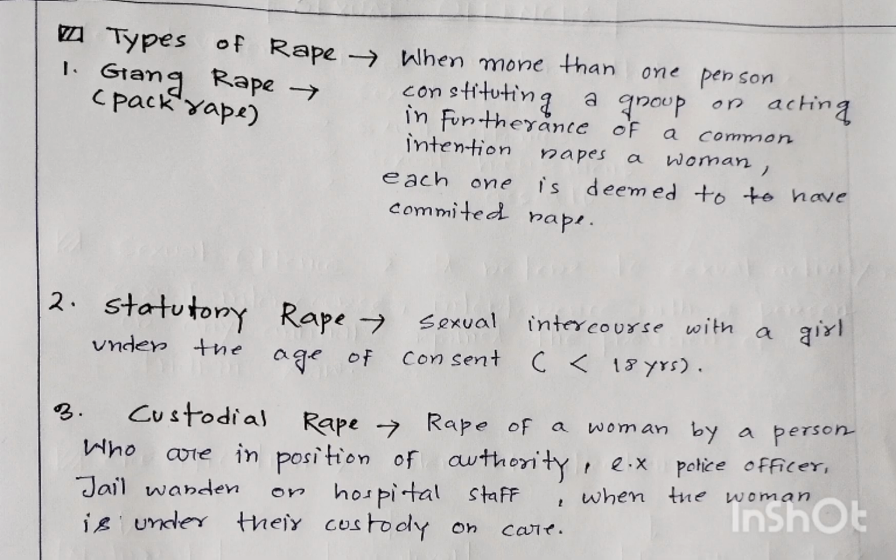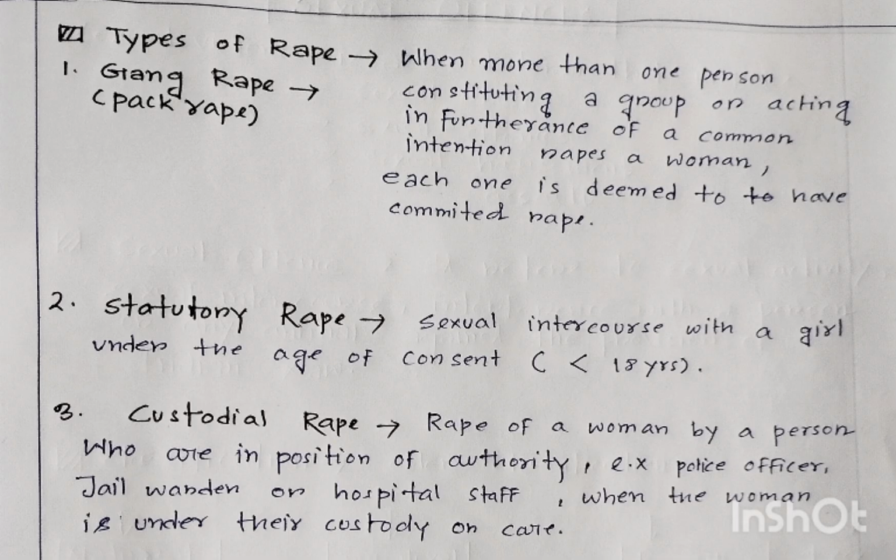So we know about the gang rape. This is also known as pack rape, when more than one person constituting a group or acting in a furtherance of a common intention rape a woman. Each one is deemed to have committed rape. Another one is statutory rape, that is sexual intercourse with a girl under the age of consent. In India, the age of consent is 18 years. That is statutory rape is below the age of 18 years of the girl.